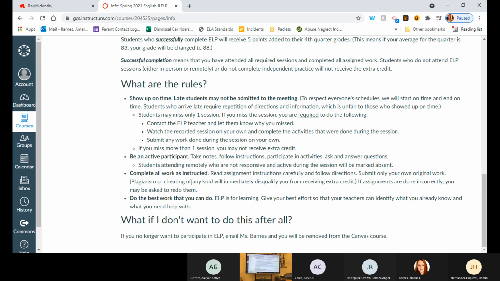Don't plagiarize or cheat. There's no need for it because none of this counts for a grade, and we're going to do most of it together. But if you get caught plagiarizing, copying and pasting from the internet, anything like that, you will not receive extra credit. If you try it and it's incorrect, I might ask you to redo it or to correct your answers, but for the most part, we'll be doing it together, so that shouldn't be a problem.